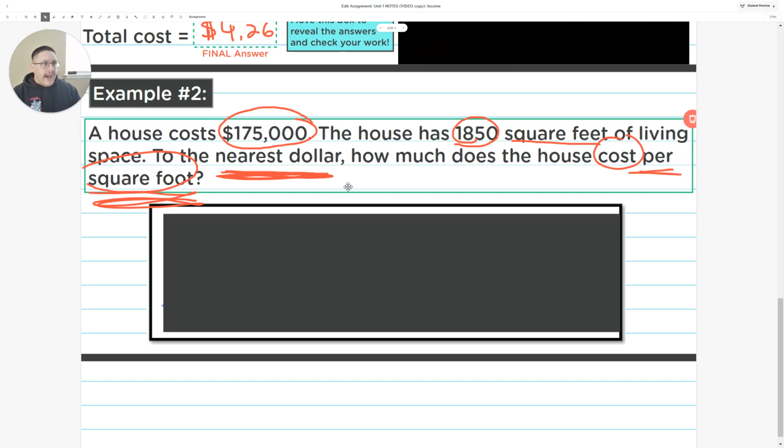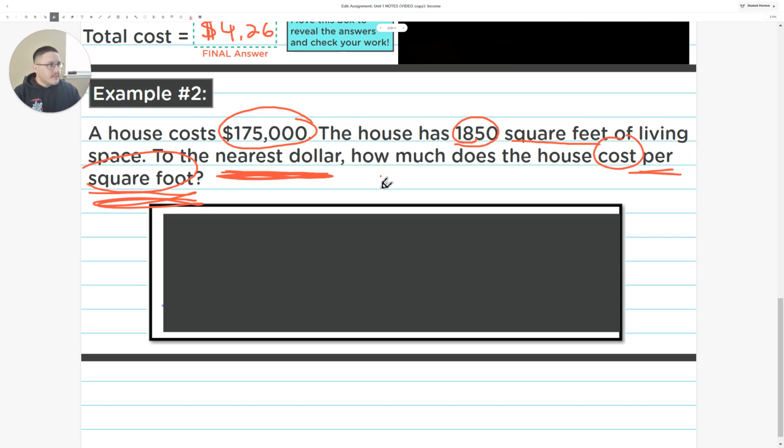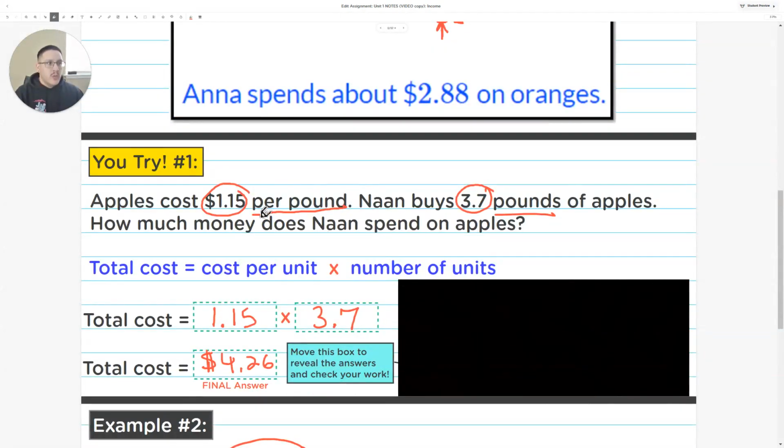So we're going to divide 175,000 by 1850. Again, divide these two numbers to get how much it'll cost per square footage. We know our totals, and we now want to break it down to what is the cost per square footage. Whereas here, we know what it is per pound. We know how many pounds we have. We wanted to find the total amount.